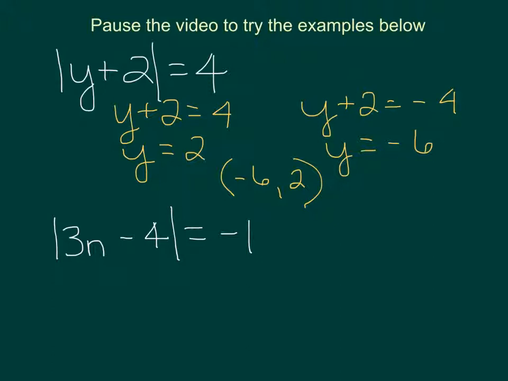The next example, the absolute value of 3n minus 4 equals -1. Again, they're trying to tell us that the distance between 3n and 4 is -1. We cannot have a -1 distance, so our solution set is the empty set.